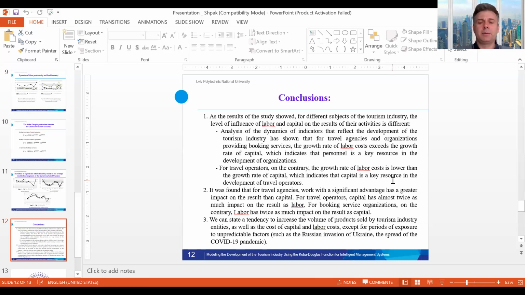It was found that for travel agencies, labor with significant advantage has a greater impact on the results than capital. For travel operators, capital has almost twice as much impact on the result as labor. For booking services organizations, on the contrary, labor has twice as much impact on the result as capital. We can state a tendency to increase the volume of products sold by tourism industry entities, as well as the cost of capital and labor costs, except for periods of exposure to unpredictable factors such as the Russian invasion and the COVID pandemic of 2019.